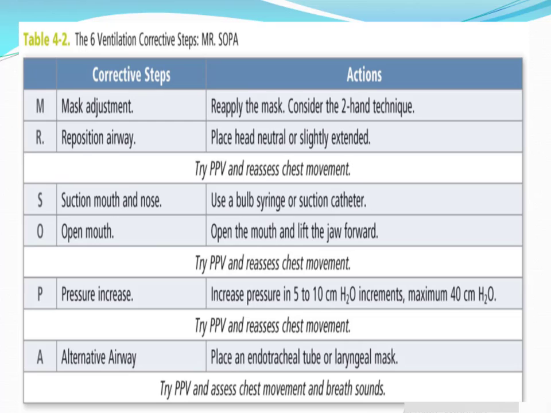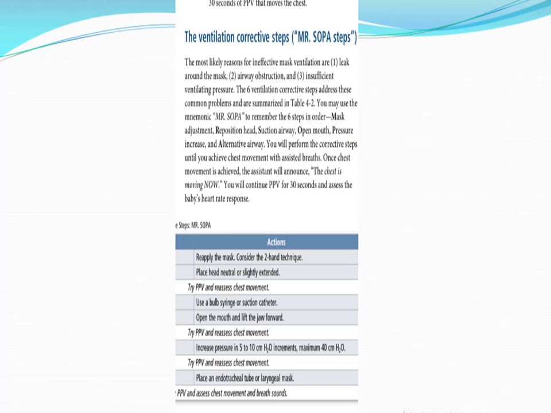And finally, if there is still apnea, gasping, heart rate below 100, then you have to use an alternative airway. You might put an endotracheal tube if you have not put it already, or if an endotracheal tube cannot be done, you might need to do a laryngeal mask. And then you try PPV and assess chest movement and the breath sounds. And this is the ventilation corrective steps, MR SOPA steps.